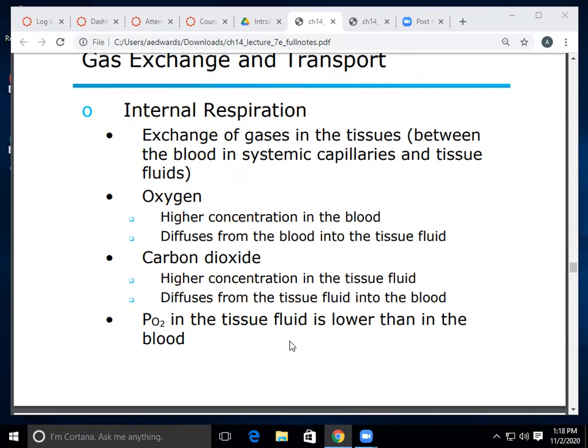Here the oxygen concentration is going to be high in the blood, because it's oxygenated, and it's going to diffuse from the blood into the tissue fluid. Carbon dioxide, on the other hand, is going to be in high concentration in the tissue fluid, and it's going to diffuse from the tissue fluid into the blood. Your partial pressure for oxygen, or PO2, in your tissue fluid is lower than it is in the blood, typically, because your blood is oxygenated.